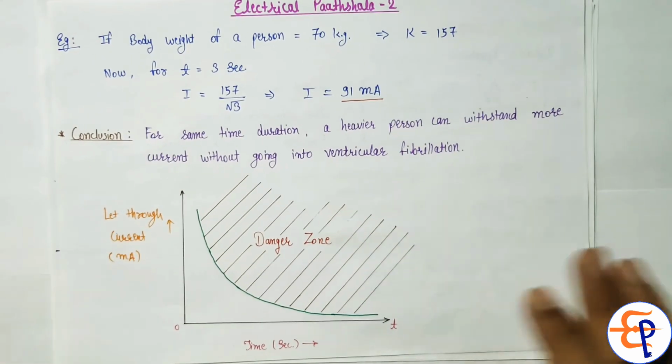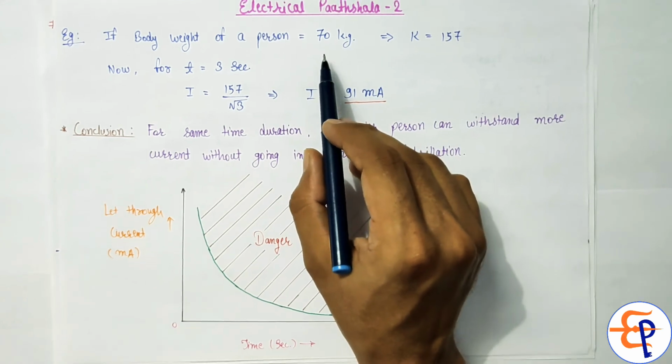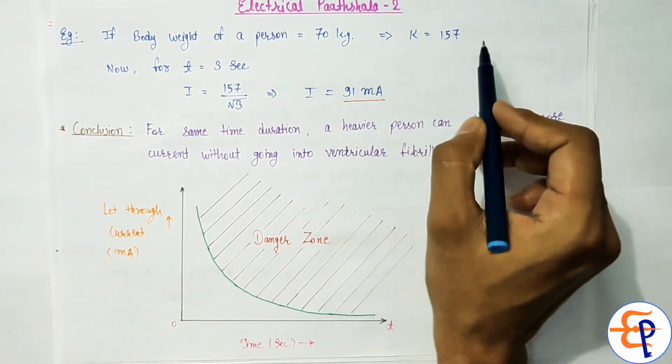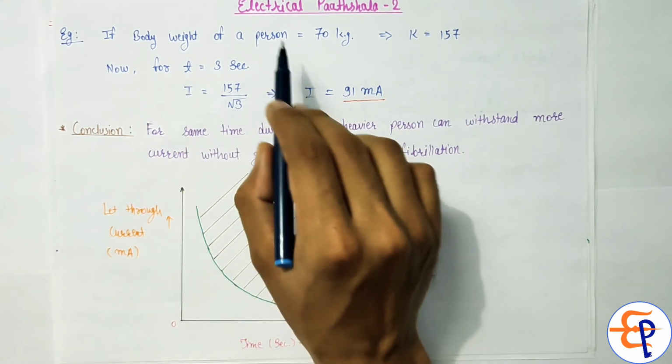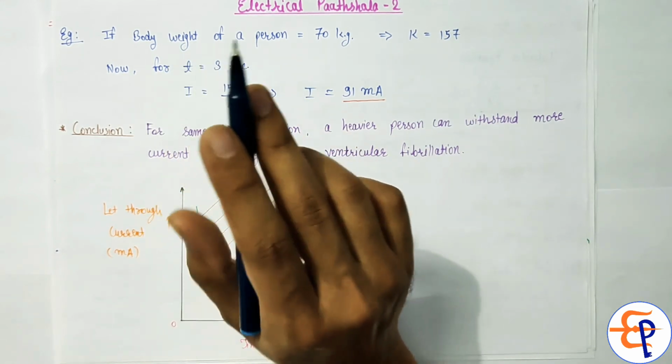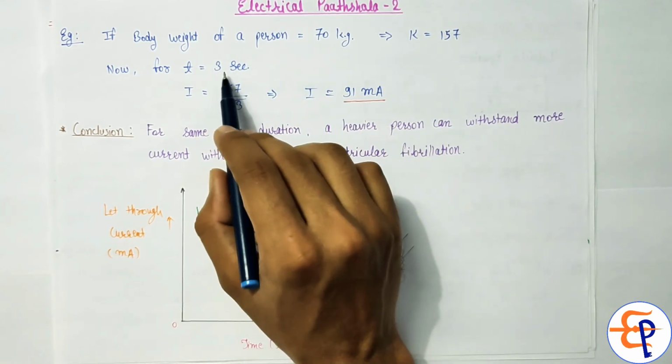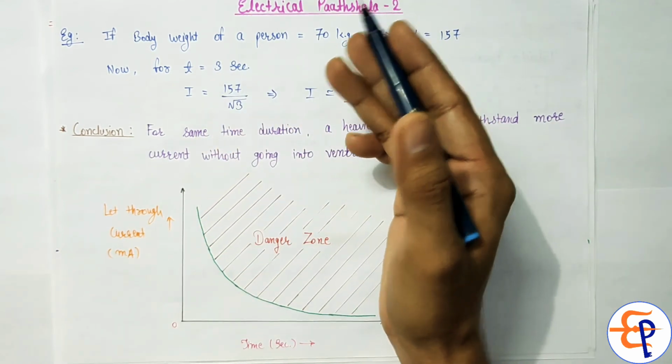In the next example, there is a person whose body weight is 70 kg. Therefore, the value of K for this person will be 157. Again, the time duration is the same, 3 seconds, and current I is passing through this person's heart for 3 seconds. Now we have to find out how much current that I is.